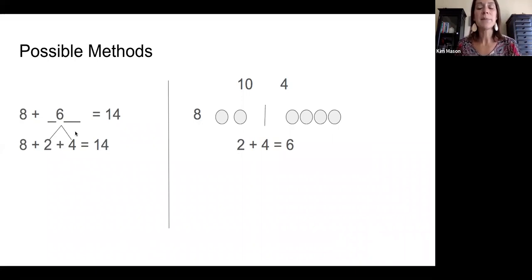Here we can do the same thing with a drawing. We have 8. We can draw circles until we get to 14, and then we count how many circles there are. We have 2 on the side to make a 10, and then 4 more, which is a total of 6. 8 plus 6 equals 14.